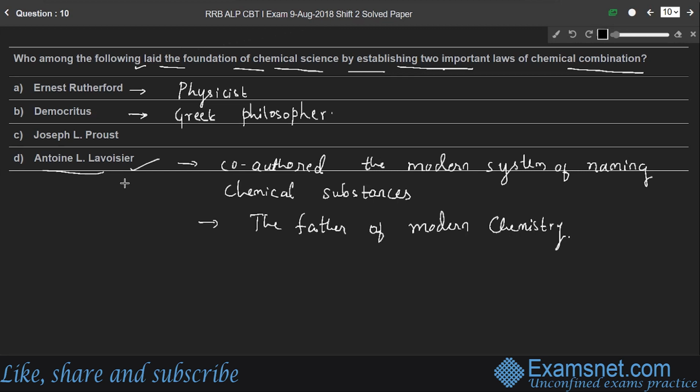Democritus was a Greek philosopher and scientist also, who observed that a cone or a pyramid has 1/3 the volume of a cylinder or a prism with the same base and height. Whereas Joseph L. Proust was a French chemist who gave the law of constant composition. So for the given question, option D is the right answer.